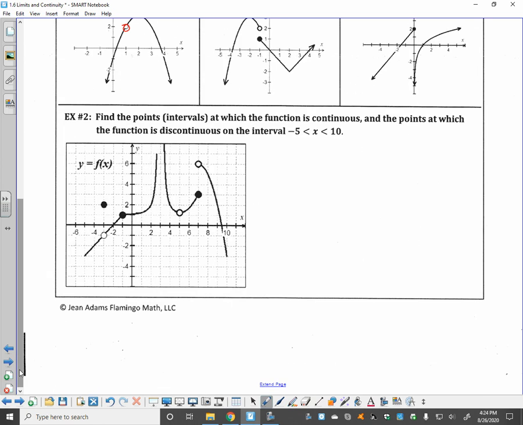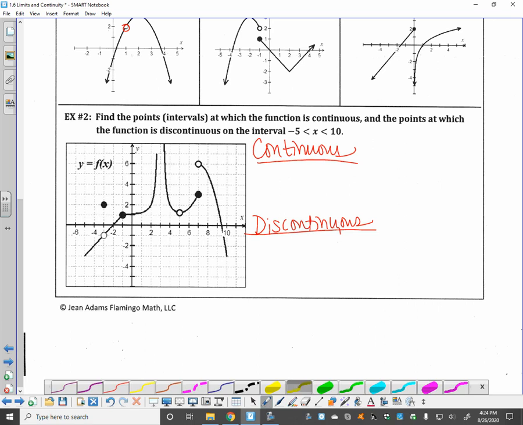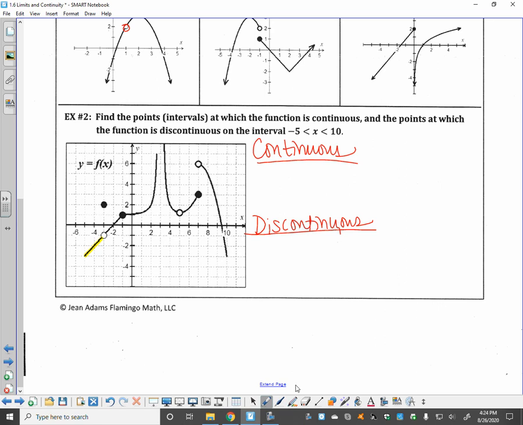Okay? Find the points, intervals, at which the function is continuous, and the points at which the function is discontinuous on the interval from -5 to 10. So it's asking me two questions. I want to know, where am I continuous and where am I discontinuous? All right, I am continuous, and I'm supposed to start at -5. I am continuous from here to there.